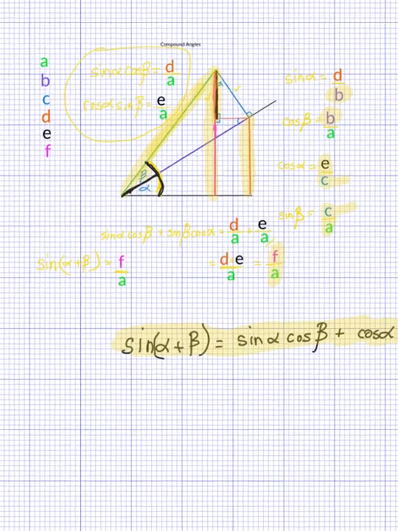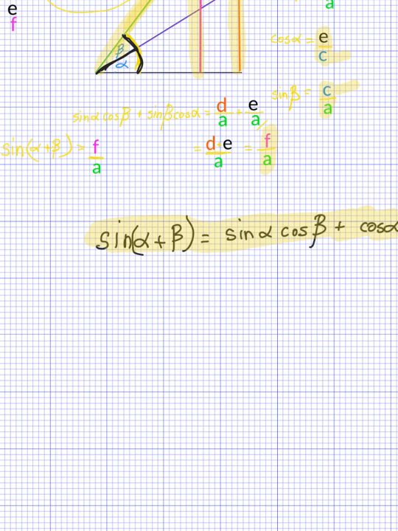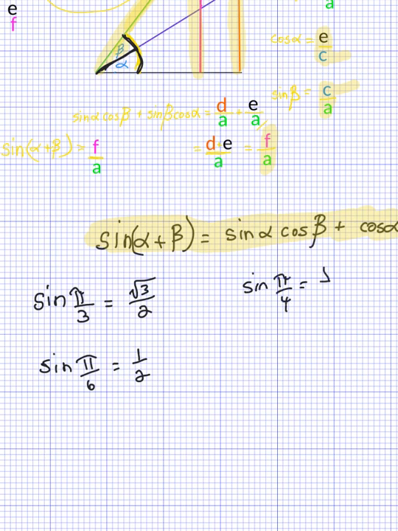How is that useful to us? Well, there are a bunch of ways you can play around with that. So we know a lot of our special triangles. We know that sine of pi by 3 is equal to root 3 over 2. We know that the sine of pi by 6 is equal to 1/2. We know that the sine of pi by 4 equals 1 over root 2. Those are all nice to memorize.